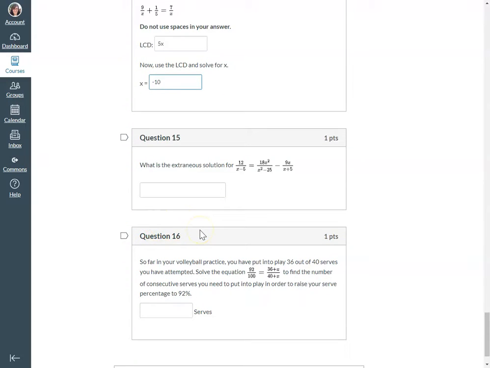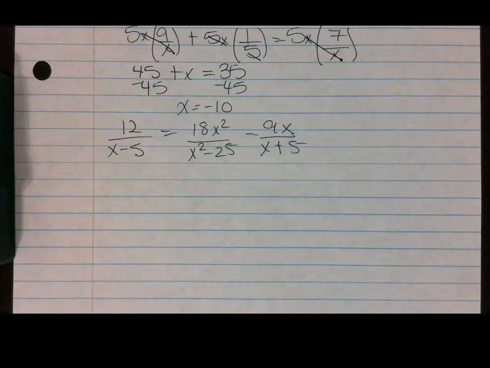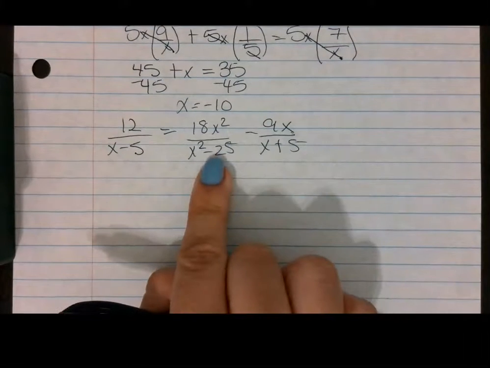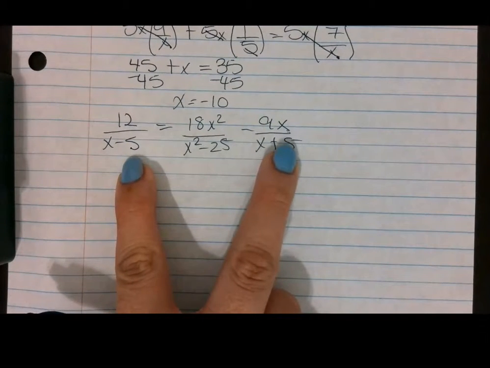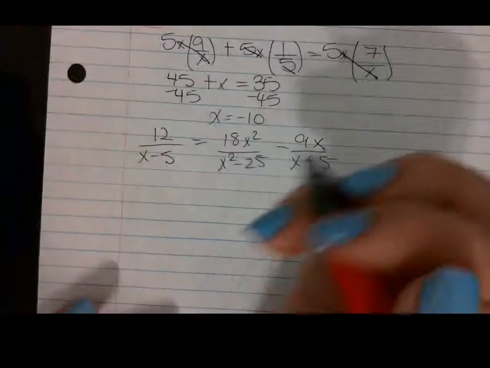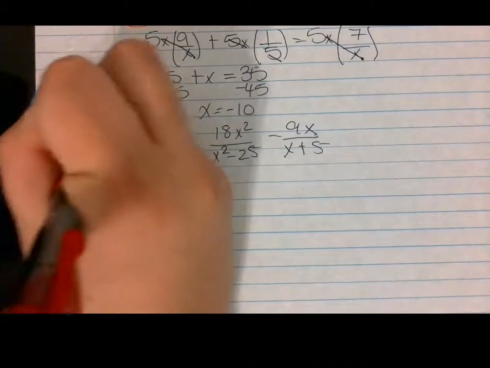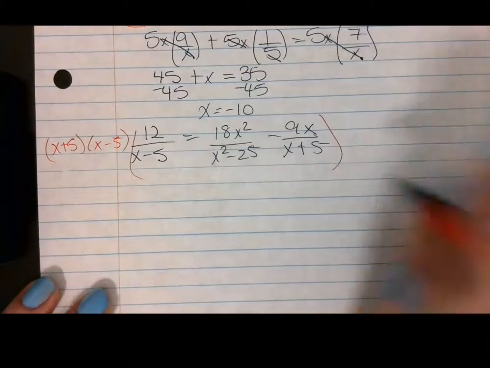Okay, number 15 wants the extraneous solution to this, so the solution that does not work. So I'm going to copy this down on my paper first. I have 12 over x minus 5 equals 18x squared over x squared minus 25 minus 9x over x plus 5. So if I take a look at this, notice I have x squared minus 25. If I take these two and multiply them by each other, it will give me x squared minus 25. So my LCD here, I'm going to rewrite it as x plus 5 times x minus 5. And I'm going to multiply that by this whole thing right here.